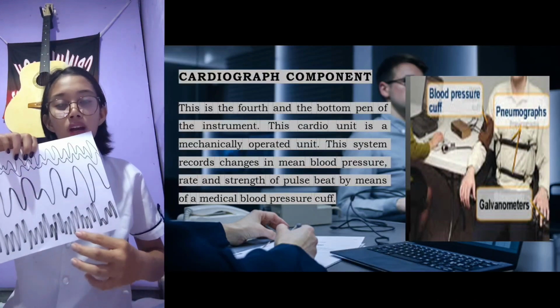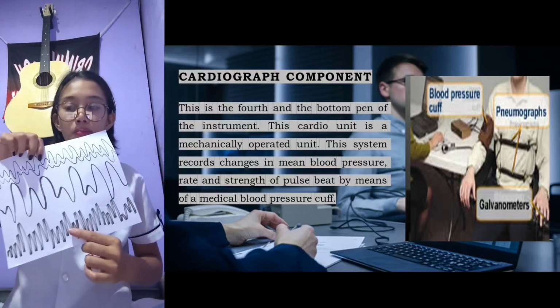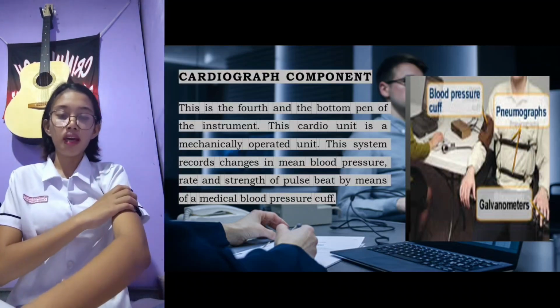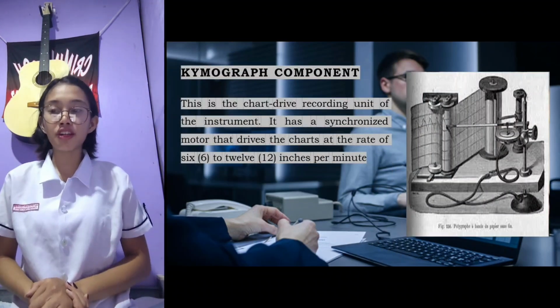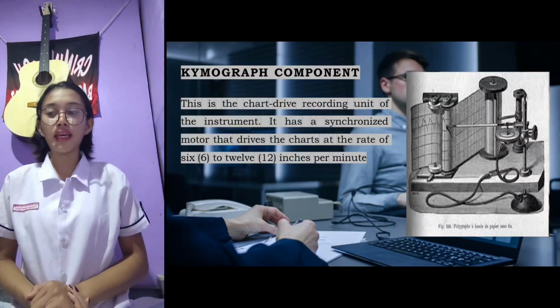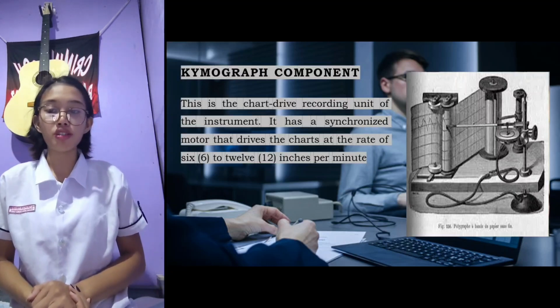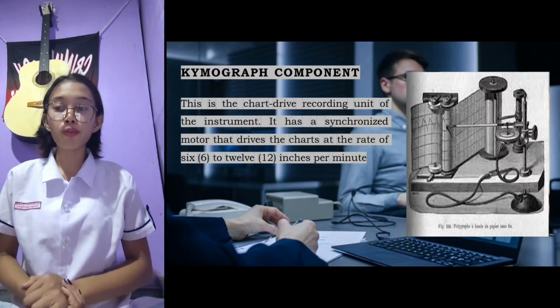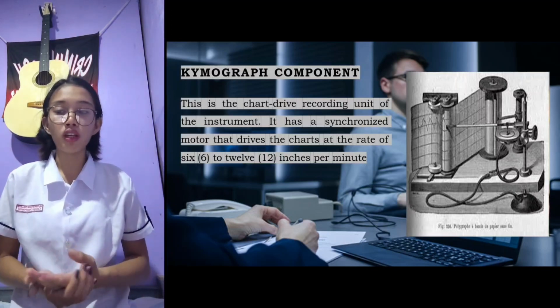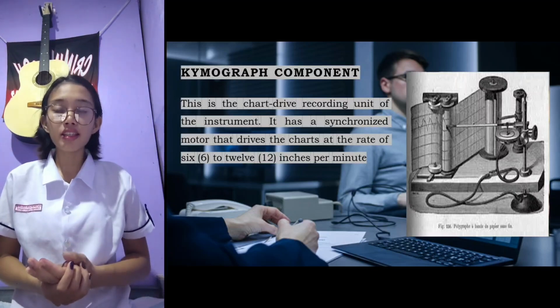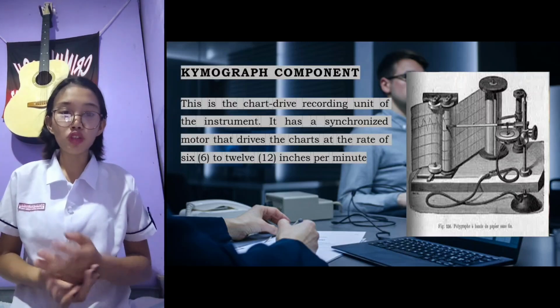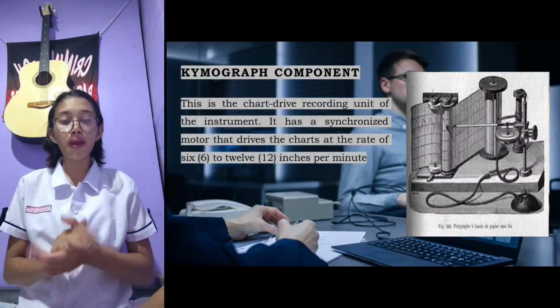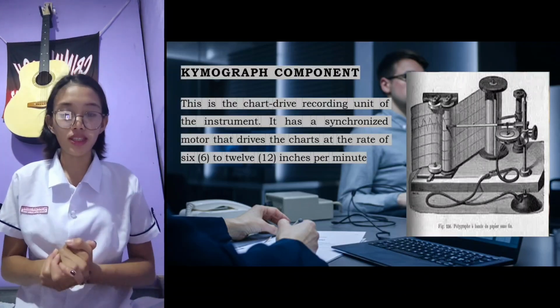So, di ba kanina sinasabi ko na nadedetect ang blood pressure changes by means of cuffs na connected in our polygraph machine. Chemograph component. This is the chart drive recording unit of the instrument. It has a synchronized motor that drives the chart at the rate of 6 to 12 inches per minute. So, ang chemograph component, ito na mismo yung recording unit ng polygraph machine. So, nagre-release ito ng 6 to 12 inches per minute na chart drive module. So, kapag sinabi natin chart drive module, ito na mismo yung papel na ginagamit in our polygraph machine.